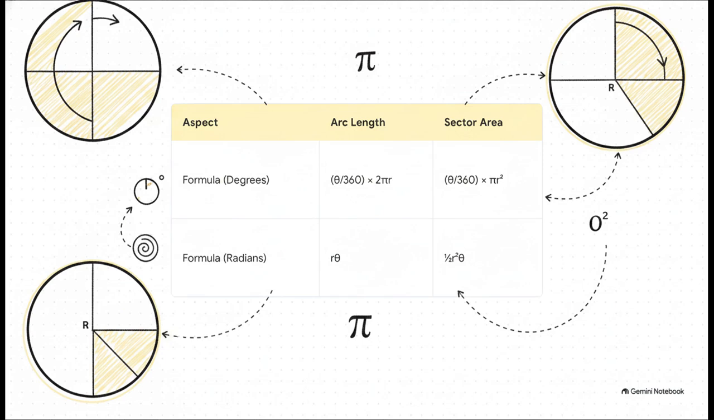Now, what's genuinely brilliant here is the part-to-whole framing. For arc length, you literally just take your central angle, theta, divide it by 360 degrees to find out exactly what fraction of the circle you're dealing with, and then multiply that fraction by the full circumference formula, 2 times pi times r. And for sector area, you do the exact same thing, but you multiply that same fraction by the full area formula, pi times r squared. It's incredibly logical when you think about it. And for radians, which honestly are even simpler, arc length is just radius times theta, and sector area is 1/2 radius squared times theta.